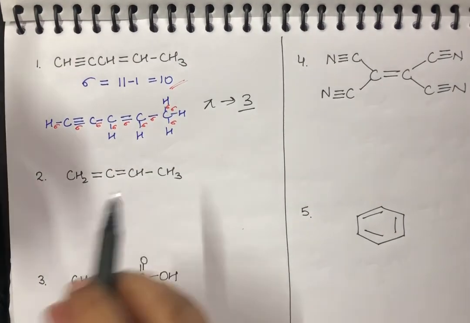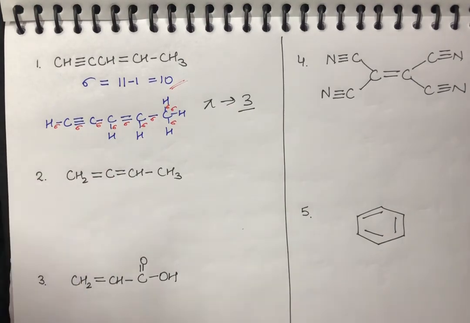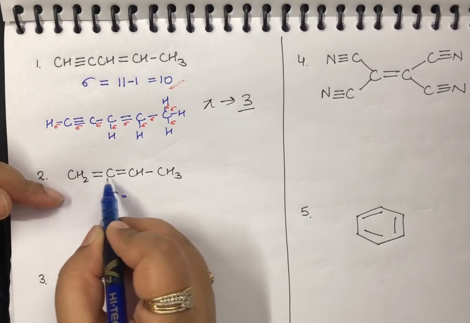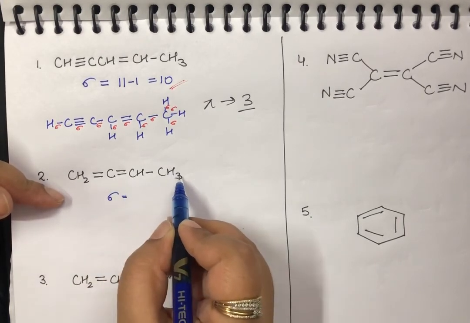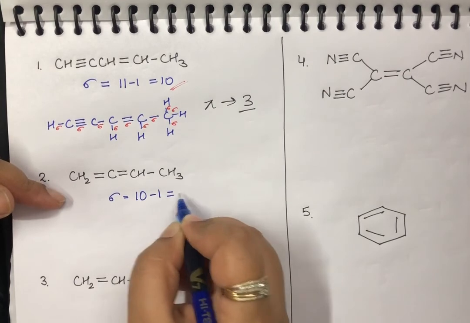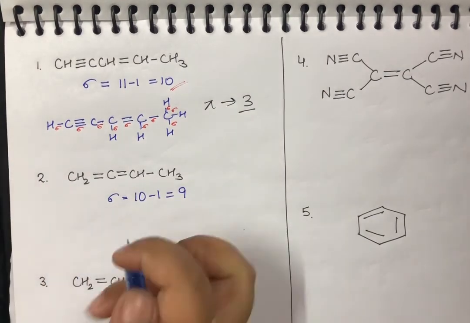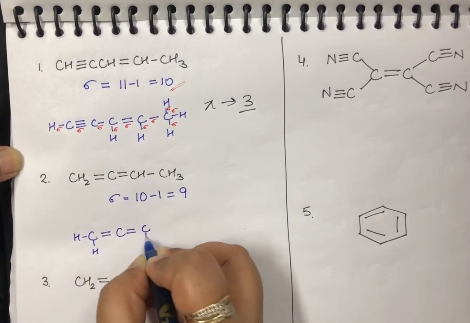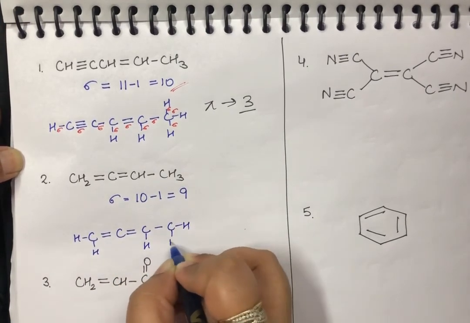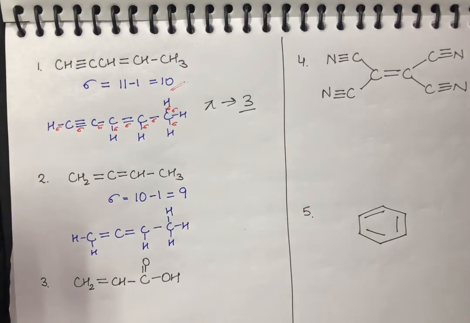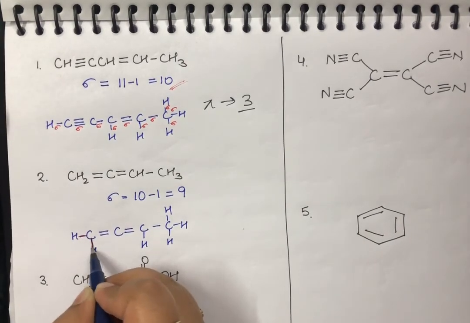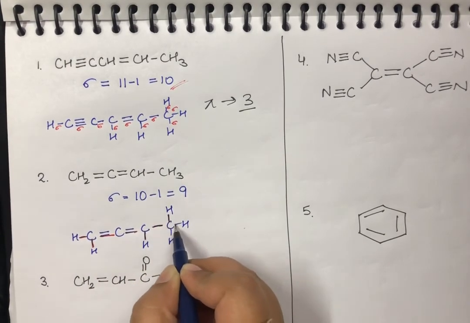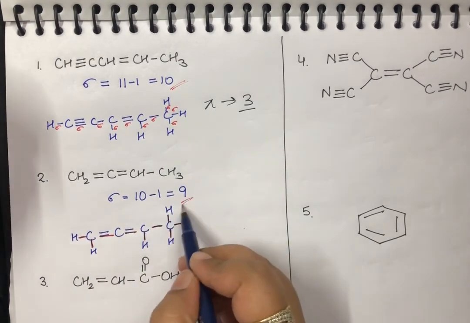If I'm talking about a structure like this, now how many total atoms are there here? So it is 1 plus 2, 3, 4, 5, 6, 7 plus 3, 10. So 10 minus 1 would be 9. Now let us also draw the expanded form of this structure. Now this would be like this. So now if I start calculating the sigma bonds, it is going to be 1, 2, 3, 4, 5, 6, 7, 8 and 9. So now this is right.